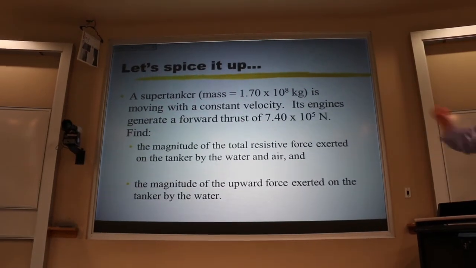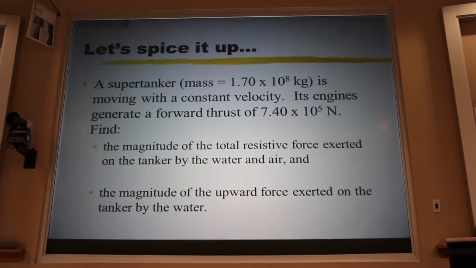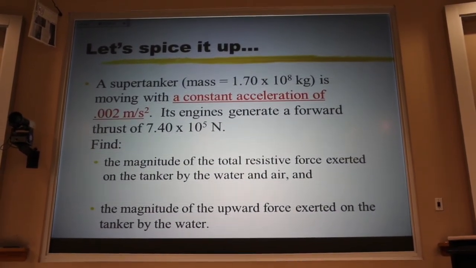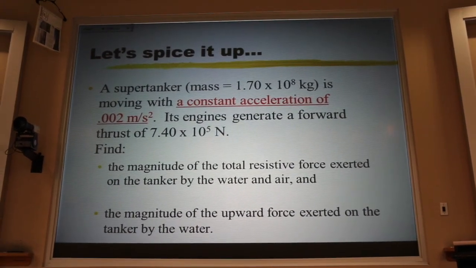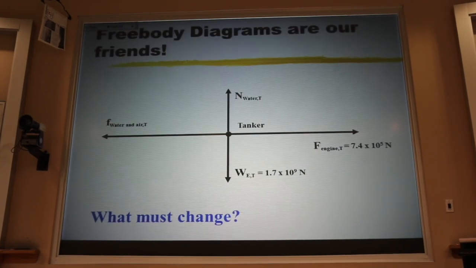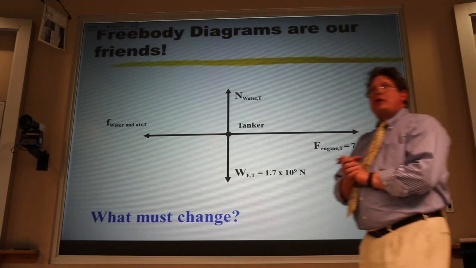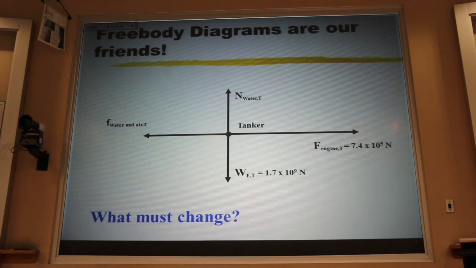Okay? Now, let's spice this up. Suppose instead of moving with constant velocity, this tanker moves with a constant acceleration. Not a big one, but an acceleration still the same. The mass is the same, the thrust of the engine is the same. If I look at that free body diagram, what has got to change? Yeah, that friction force has to get smaller. Somehow I need to streamline that boat so that either the water's not pushing as hard on it or the wind's not pushing as hard on it.